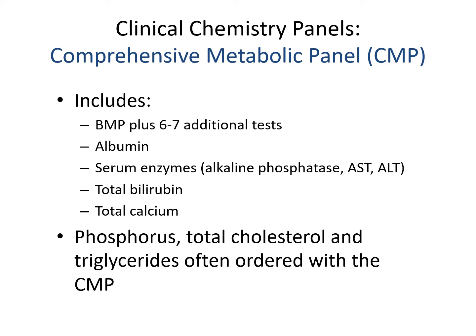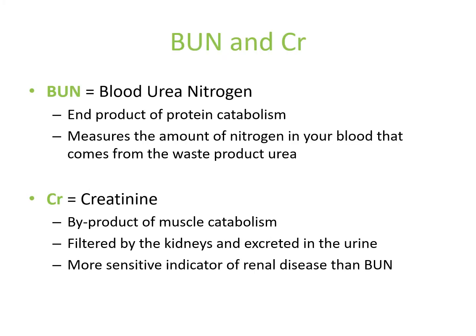Now we also have the comprehensive metabolic panel, or CMP. This is the basic metabolic panel plus an additional 6 to 7 labs, including albumin, serum enzymes such as alkaline phosphatase, AST and ALT to look at liver function, total bilirubin, total calcium, and then often ordered with this you'll also see phosphorus, total cholesterol, and triglycerides.